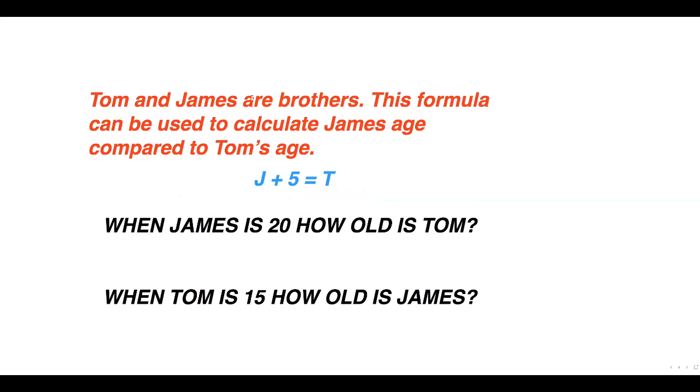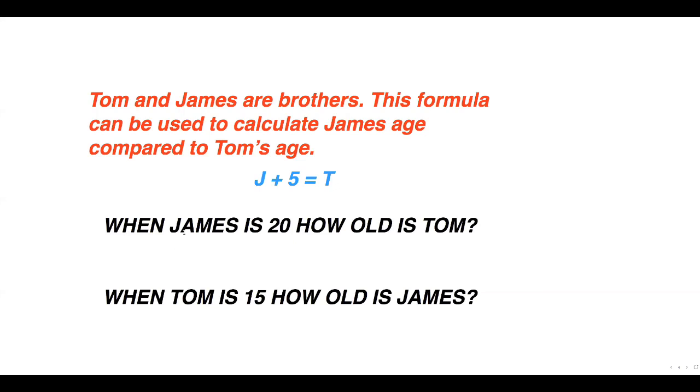Okay, Tom and James are brothers. This formula can be used to calculate James' age compared to Tom's age. So we have J for James plus 5 equals Tom's age. Again, I would like you to pause the video and try these two questions, because if this was your test, I want to know how you would do, and then we'll go through it. Okay, so pause the video.